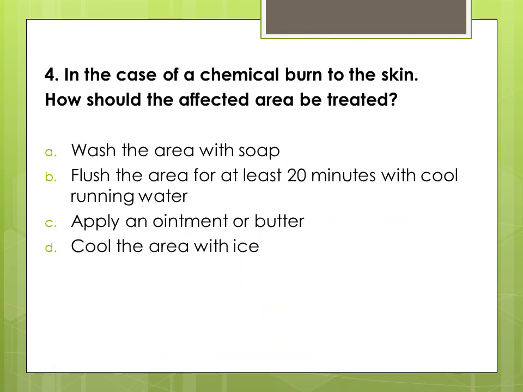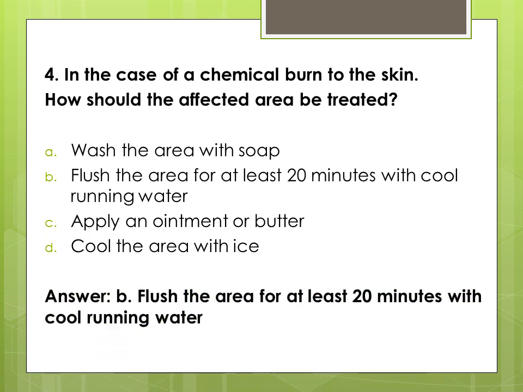4. In the case of a chemical burn to the skin, how should the affected area be treated? Options are A. Wash the area with soap, B. Flush the area for at least 20 minutes with cool running water, C. Apply an ointment or butter, and D. Cool the area with ice. And the correct answer is answer B. Flush the area for at least 20 minutes with cool running water.